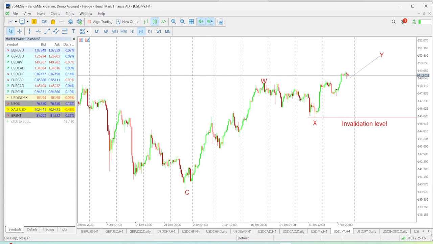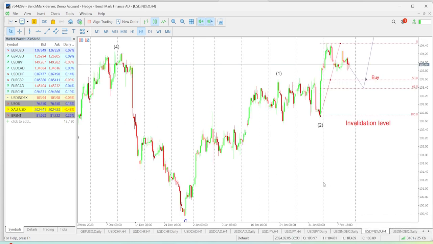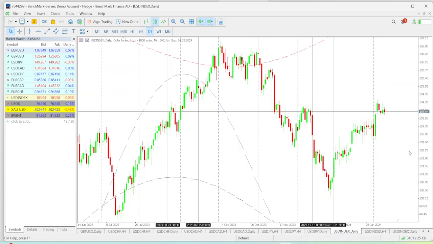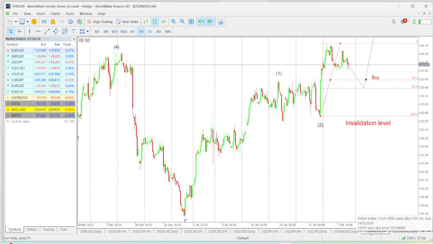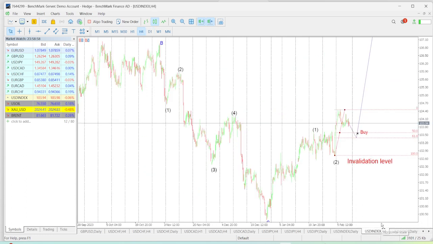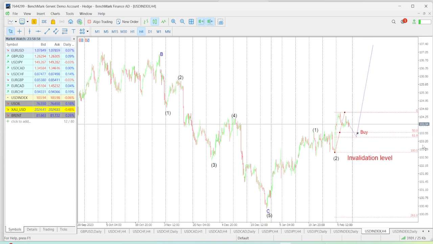Let's jump to the second instrument. Okay, USD index, the most important instrument ever in our world. In terms of planetary lines, the signal is here. This level is not broken yet. So, according to Elliott wave, the price should continue going up.